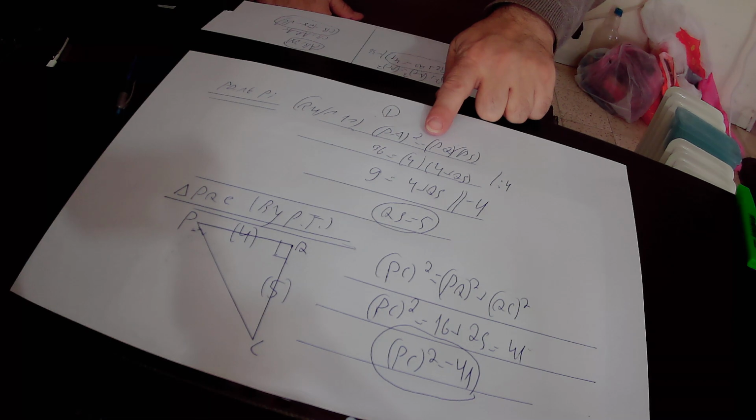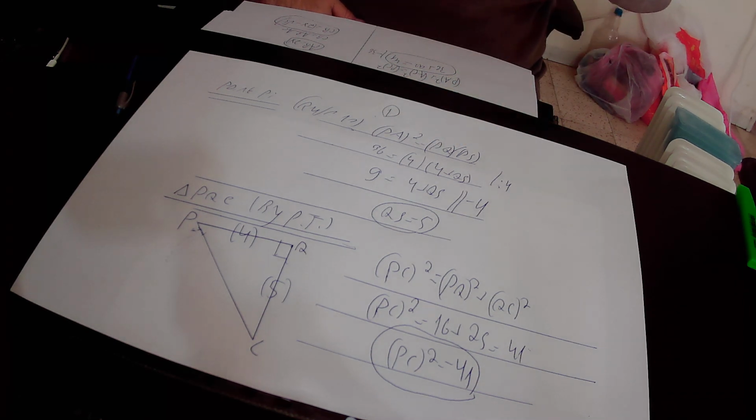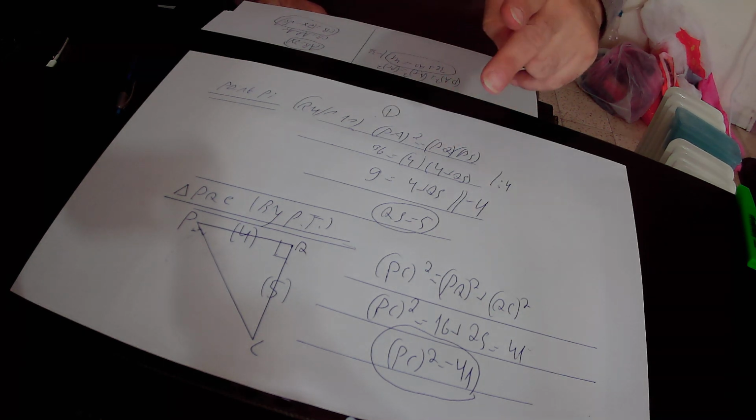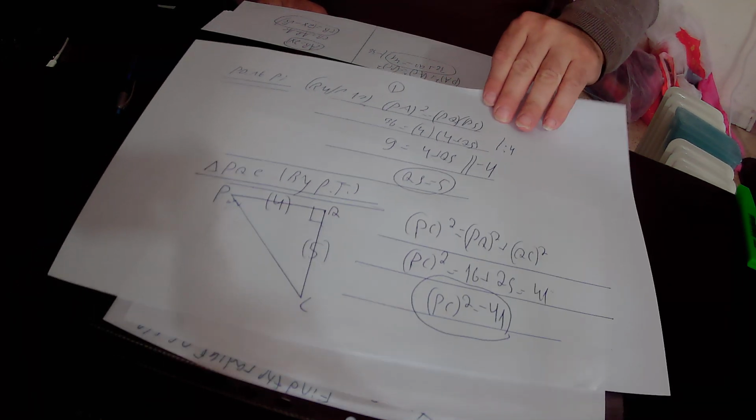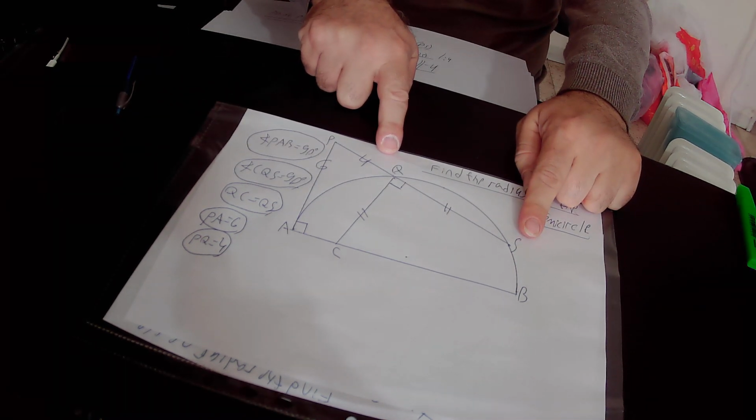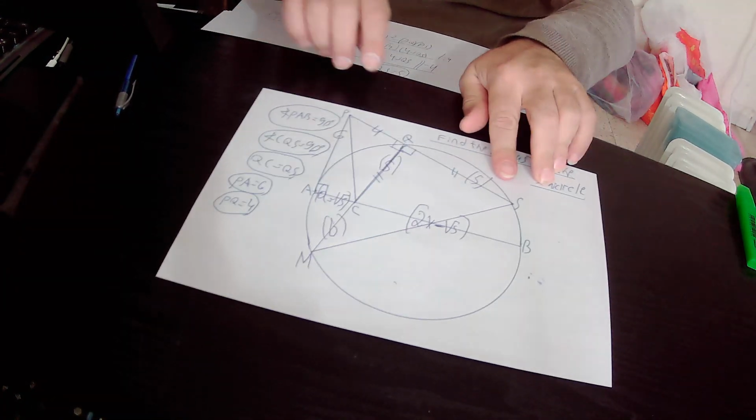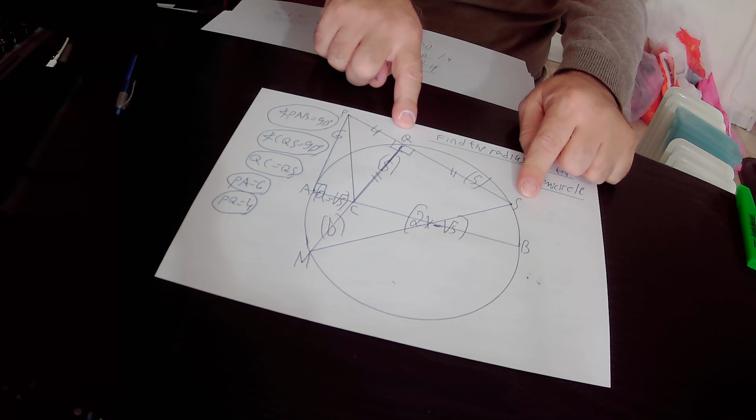And finally, we found that 36 over 4 is 9, so 9 equals 4 plus QS. Here we subtracted 4 from this equation. And finally we found that QS equals 9 minus 4, that is 5. So QS equals 5 units in its length.